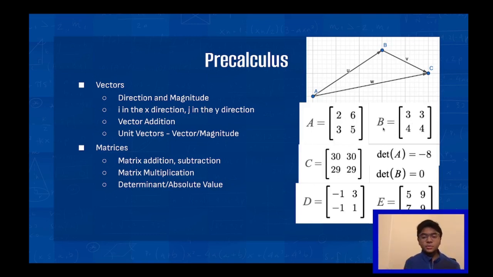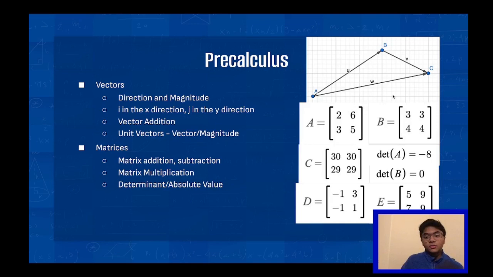Next up, we have matrix multiplication, and this is a lot more complicated. So let's say I'm trying to multiply A and B, right? So it's a 2 by 2 matrix times a 2 by 2 matrix, so the final matrix is going to be 2 by 2. So what you're going to do is, to find the top left spot of this product matrix, it's going to be the dot product of the first row of A times the first column of B.